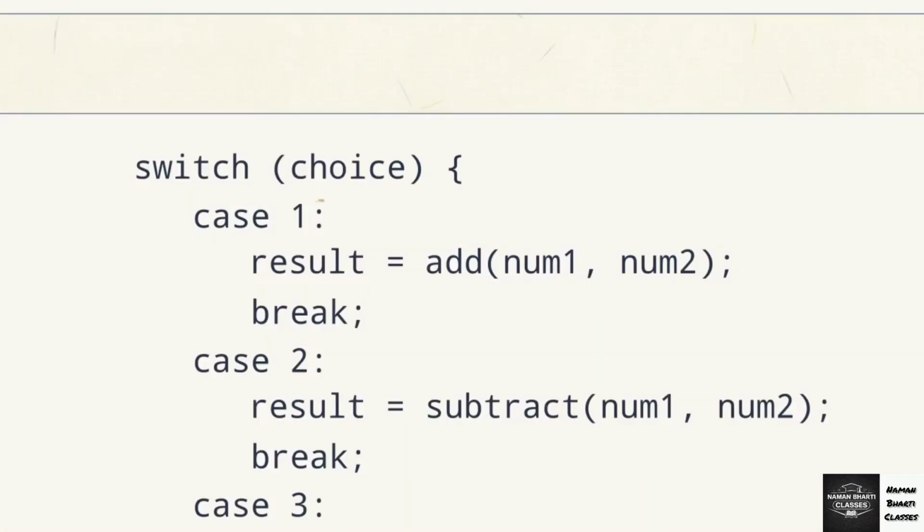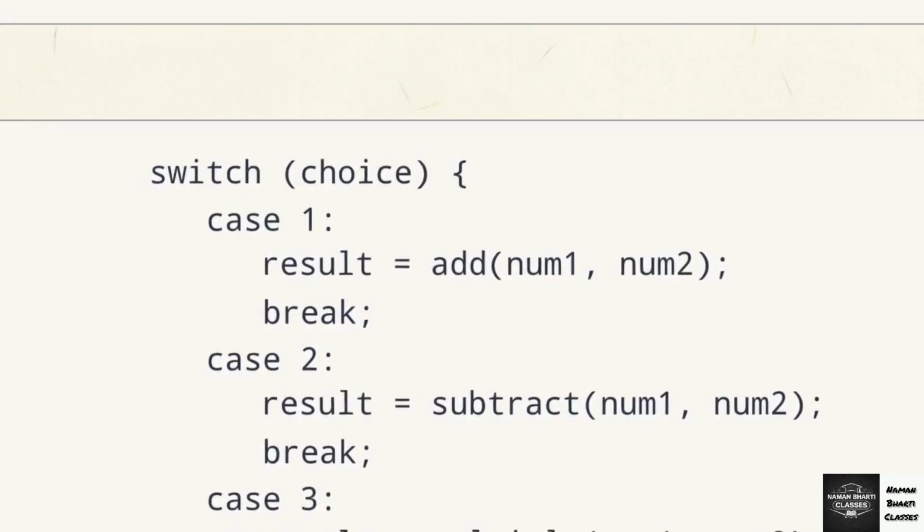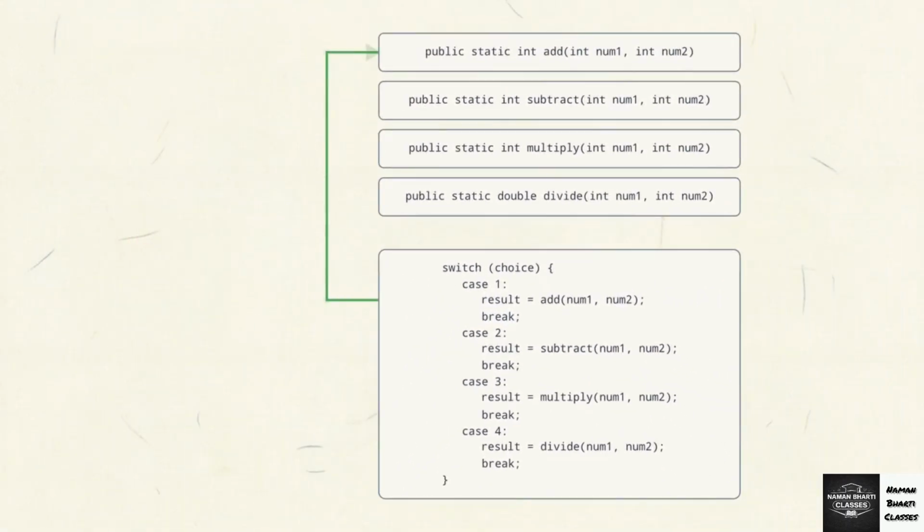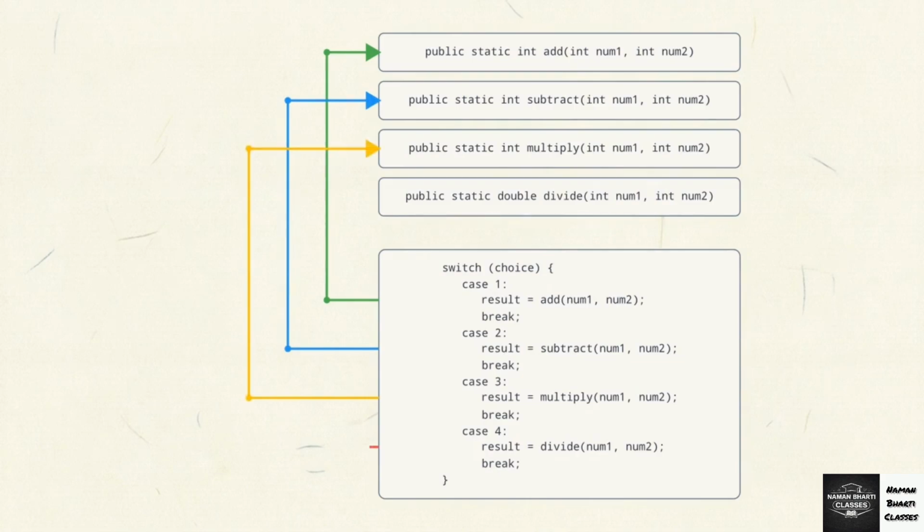With case 1, if the user typed 1, the program routes here, calls our add method, passes in num1 and num2, and prints the sum. Notice how this block at the bottom reaches right up to the top of our script to use the math logic we built earlier. We repeat this structure for the remaining operations. Case 2 maps to the subtract method, case 3 routes to multiply, and case 4 connects to divide.